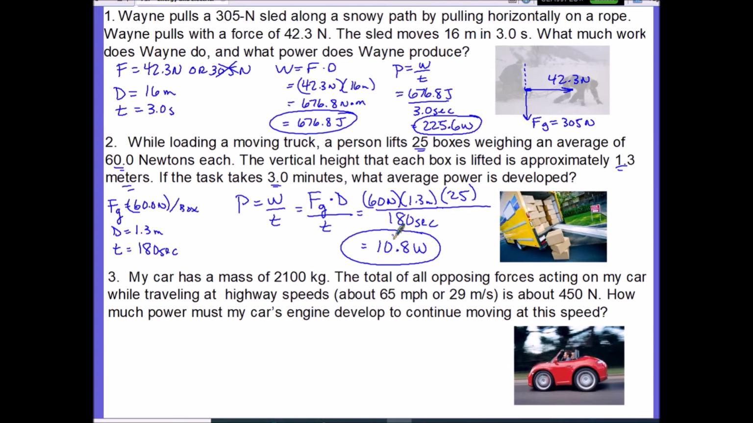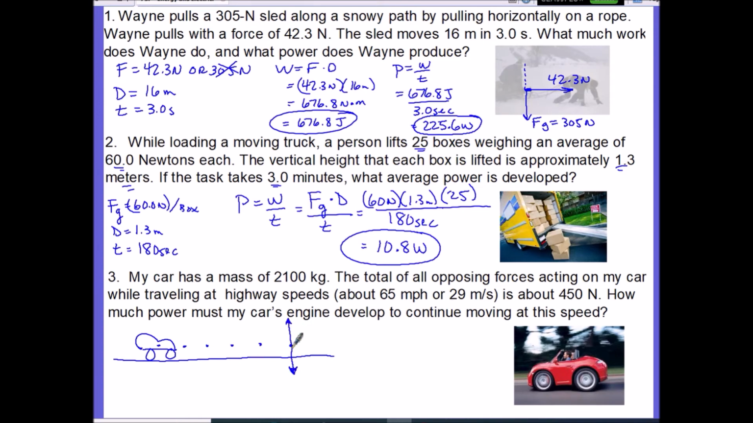Let's review Newton's first law. An object in motion stays in motion. An object at rest stays at rest unless acted on by an unbalanced force. This car, in order to travel at a constant speed, must continue to exert forward force. If I take my foot off the gas pedal, I immediately start to slow. And the reason for that is that I have some opposing forces that my engine must do work to be able to overcome.